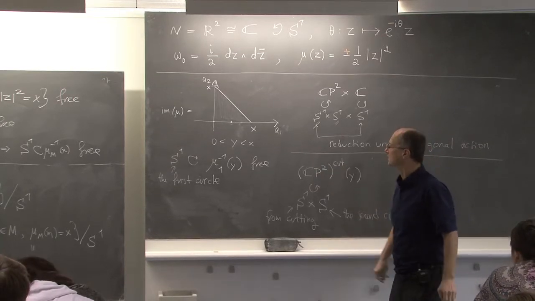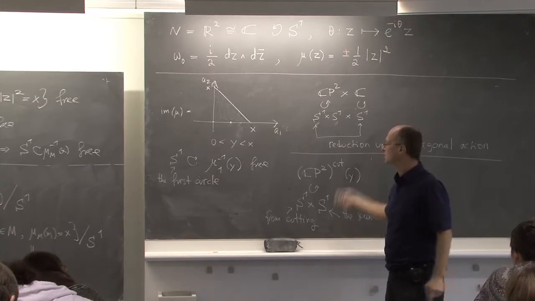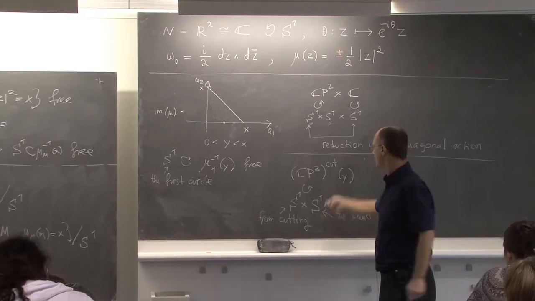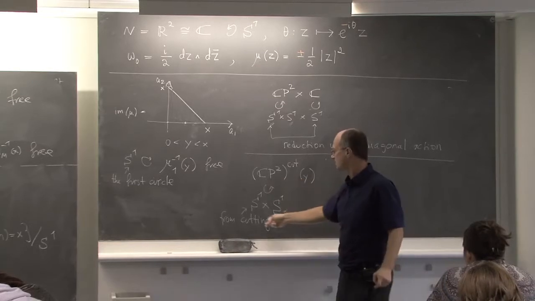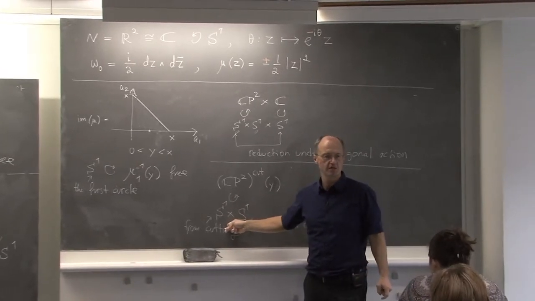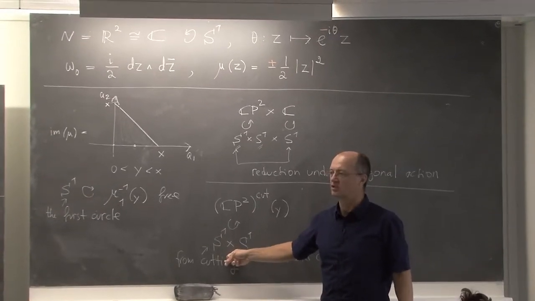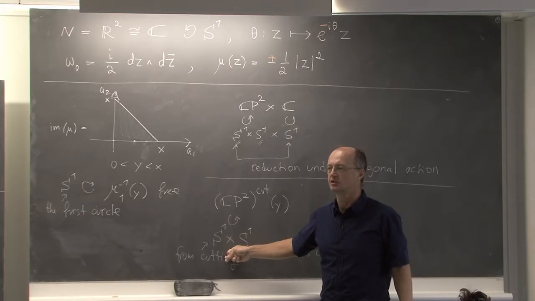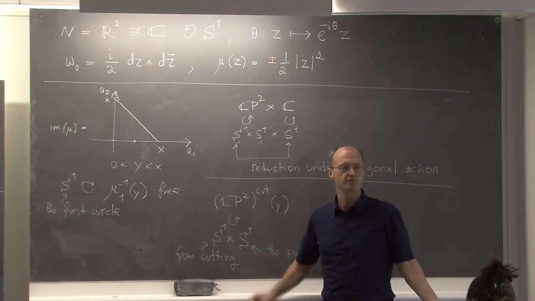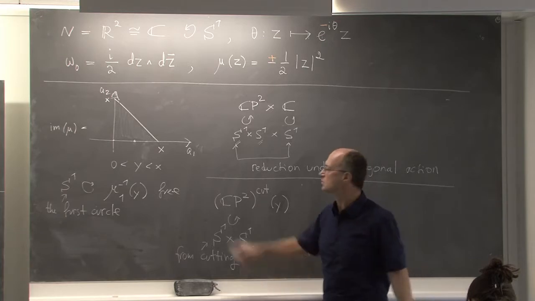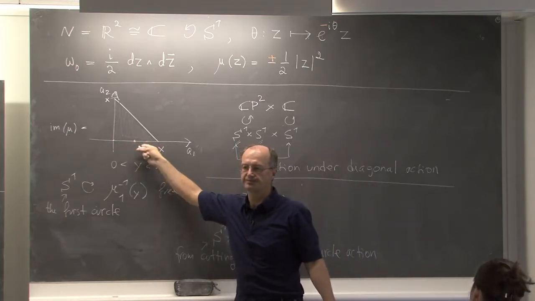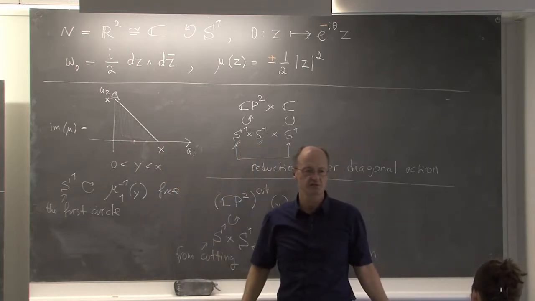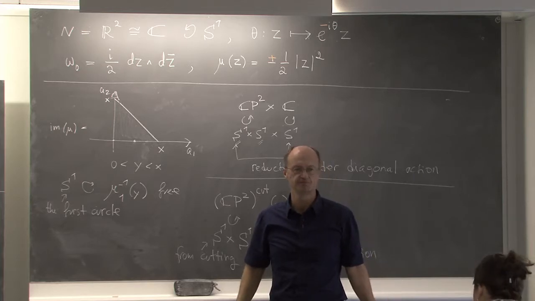Kind of question, what do you think is going to be the image of the moment map of this space? So it's a T2 space. It has a moment map. So what's the image of this moment map? So this was the image of CP2 before cutting. Now we cut. Something like... sorry? Trapezoid or something.